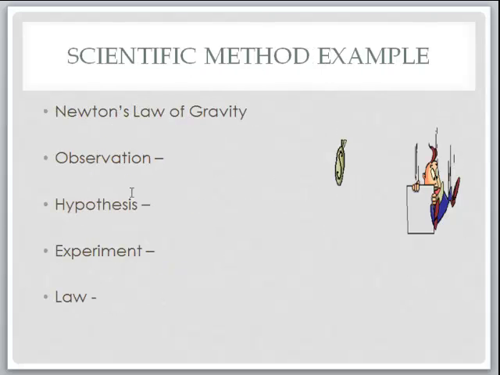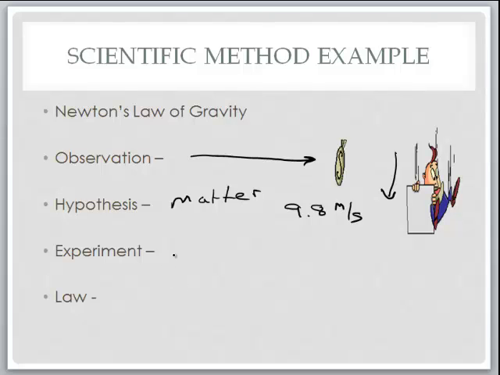Okay, so for example, we just talked about Newton's law of gravity. His observation was that things fall towards the earth. His hypothesis was that anything that contains matter is going to fall towards the earth at 9.8 meters per second squared. His experiments were, actually I think it was Galileo that did this, wasn't it?